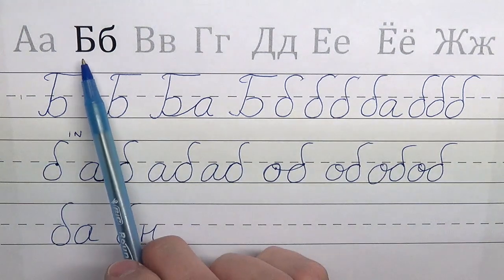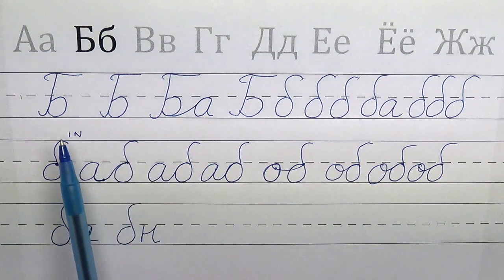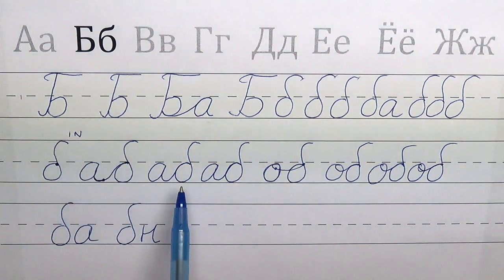So this is capital and lowercase print B, and then in cursive and handwritten our capital B and our lowercase b.